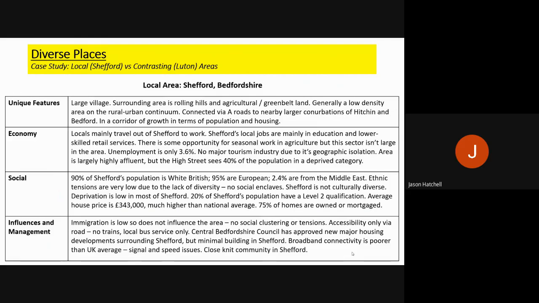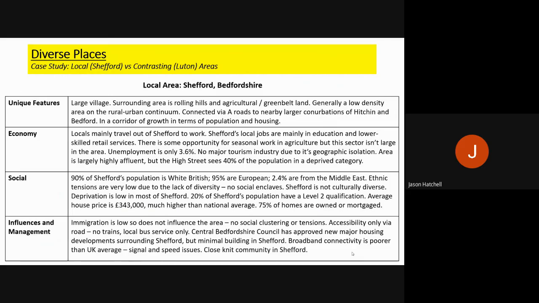20% of Shefford's population have a level 2 qualification, which is above the national average. Average house prices in Shefford are £343,000, which is much higher than the national average. And 75% of the homes in Shefford are owned or mortgaged, which again is much higher than the national average.